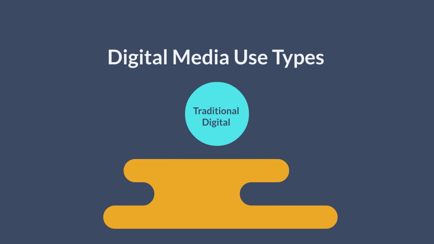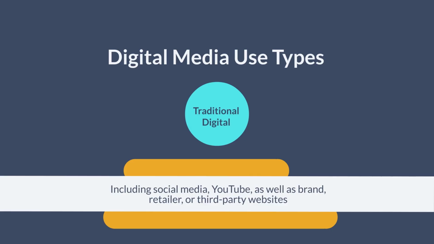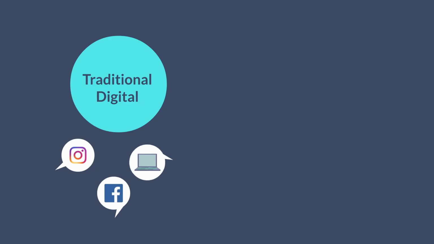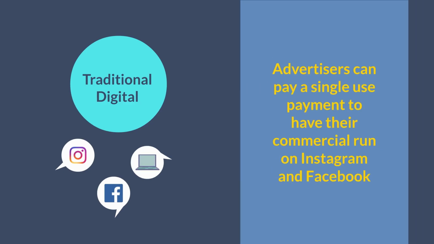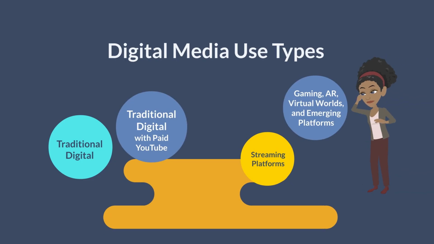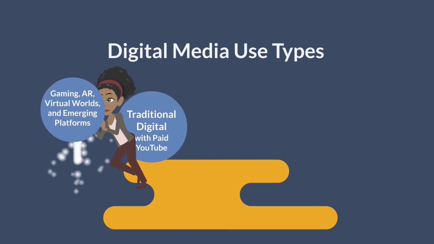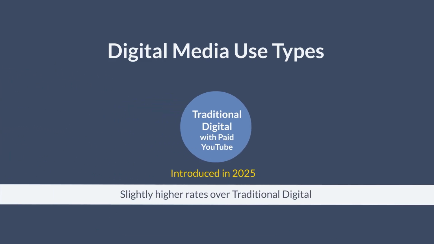Let's begin with traditional digital, which was created within the 2022 contract to consolidate the former internet and new media categories into a single category, including social media, YouTube, as well as brand, retailer, or other third-party websites. This allows advertisers to pay a single-use payment if their commercial runs on Instagram and Facebook. Now the 2025 commercials contract adds a new digital media use type called traditional digital with paid YouTube. This new digital media use type has slightly higher rates to recognize the potential reach difference between traditional digital and traditional digital with paid YouTube.